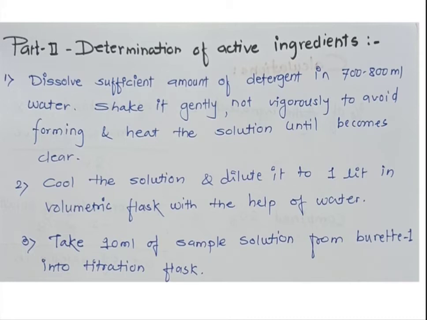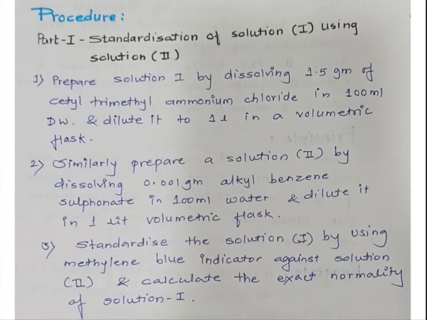Then the second step is to cool the solution. Cool this solution and dilute it to 1 liter in the volumetric flask with the help of distilled water. So we now have 1 liter of the detergent solution. Then take 10 ml of the solution from this.